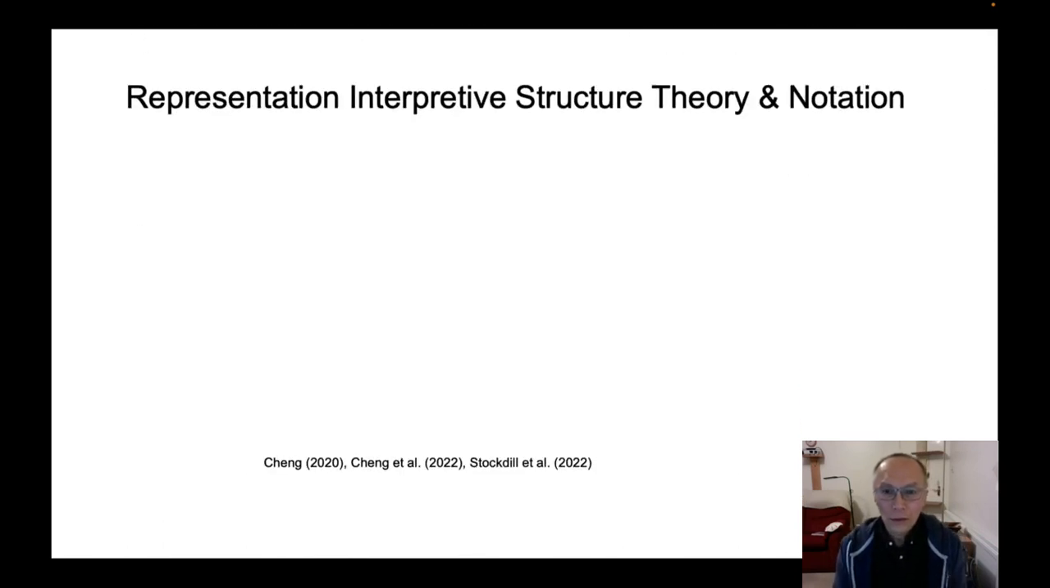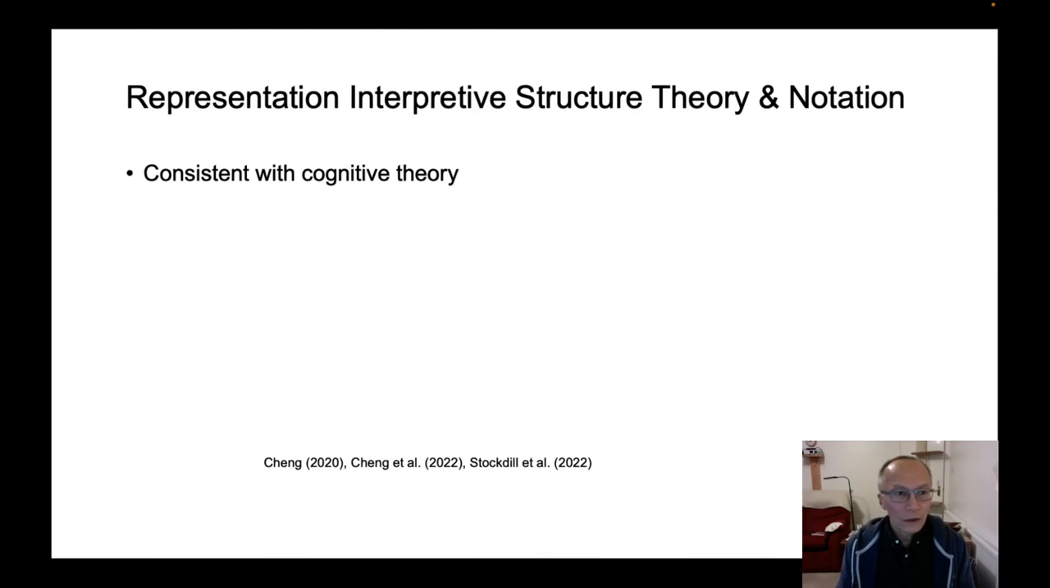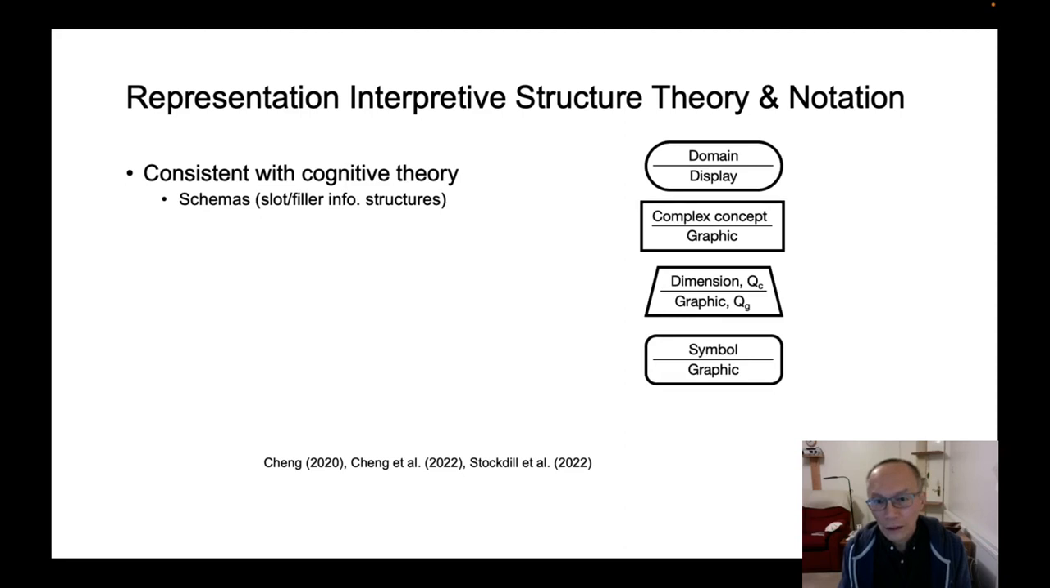To introduce the approach, let's consider the theoretical requirements of RIST and also how it is operationalized in RIST. The theory is a cognitive one, so we want it to be consistent with cognitive theory in general, and we do so by adopting an established account of the nature of memory structures, namely the idea of schemas. The theory proposes four types of schemas which perform different representational functions. They have different shaped icons in the modeling notation.